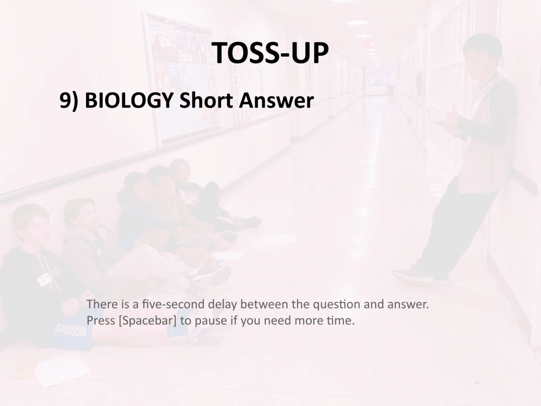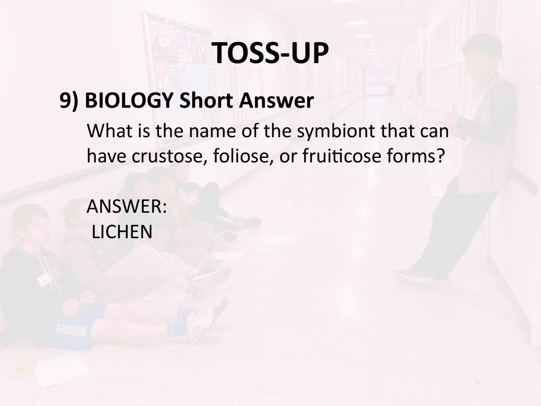Toss-up 9. Biology. Short answer. What is the name of the symbiont that can have crustose, foliose, or fruticose forms? Answer: Lichen.